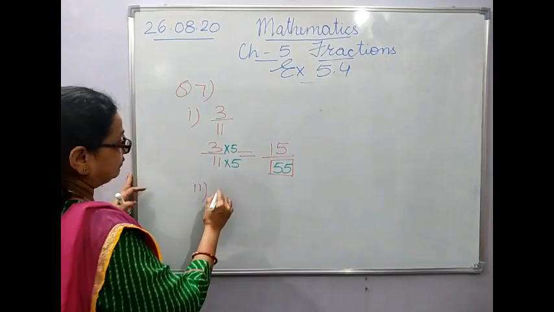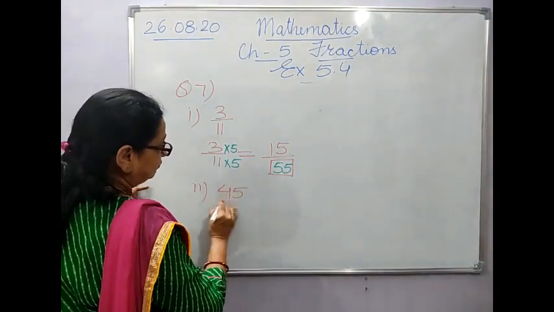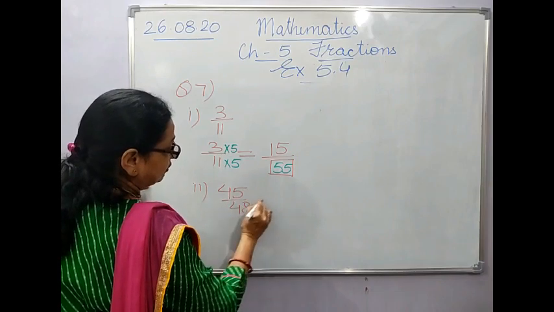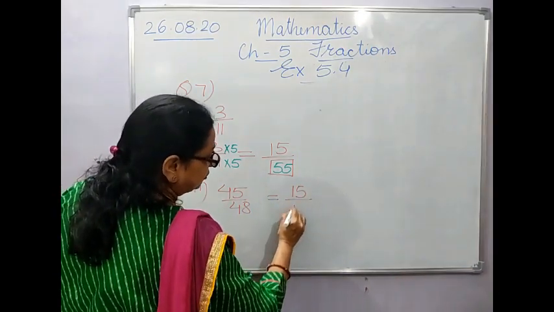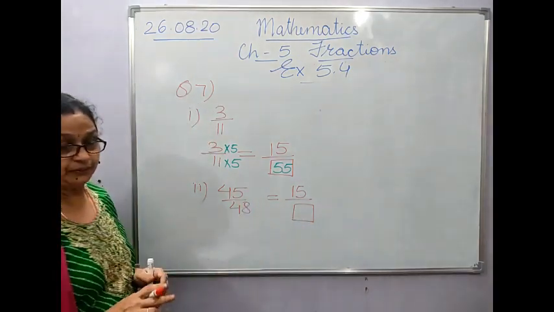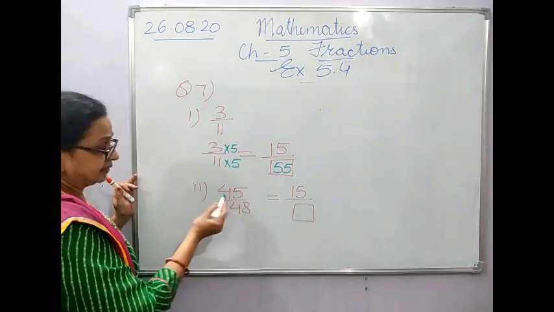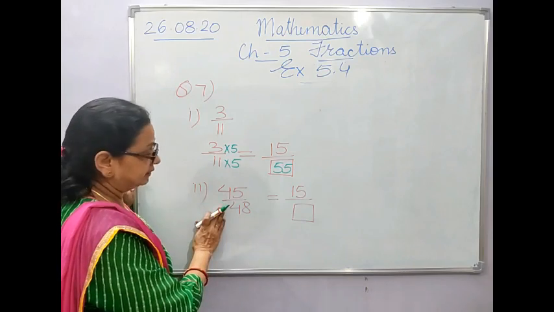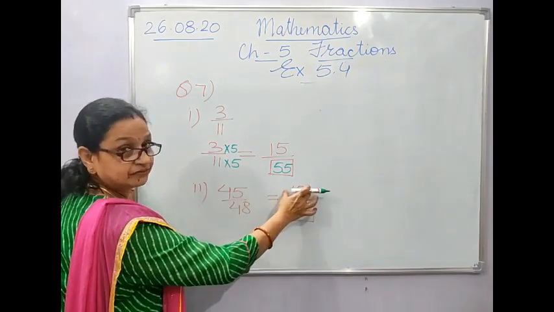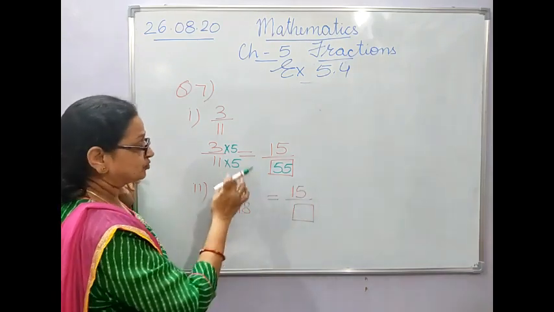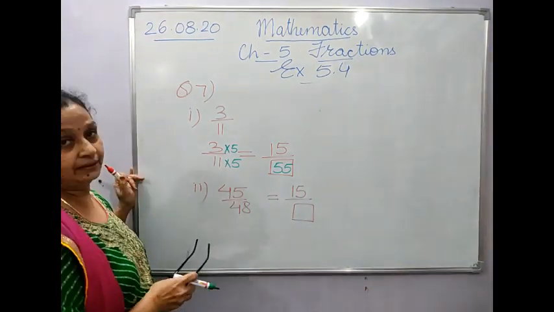It is 45 upon 48. And you have to find the equivalent fraction with numerator 15, and you have to find out the denominator. See here. Again, this side is bigger, children. Look there. This side is bigger than this. This 45 is bigger than 15. That means you have to divide here.